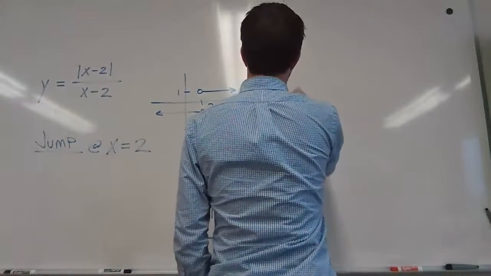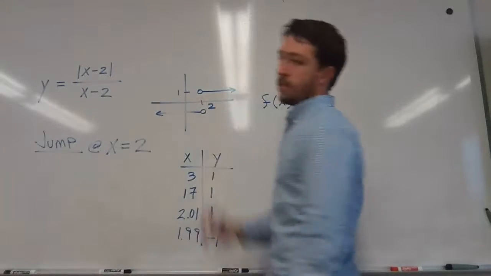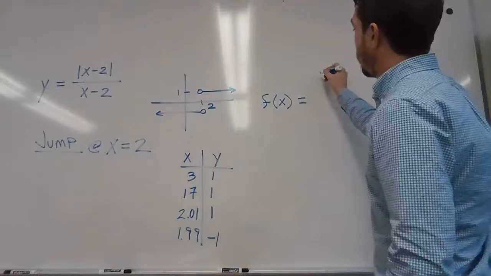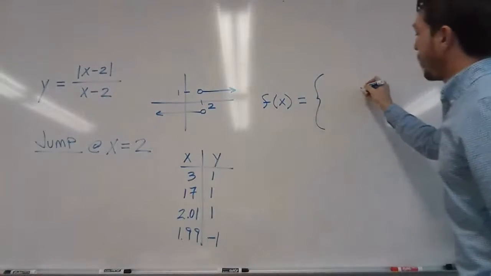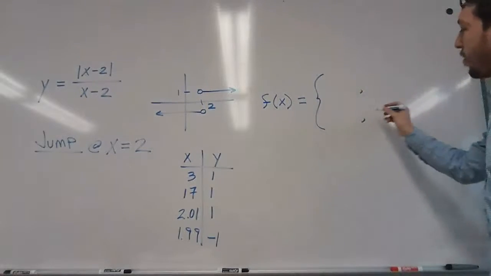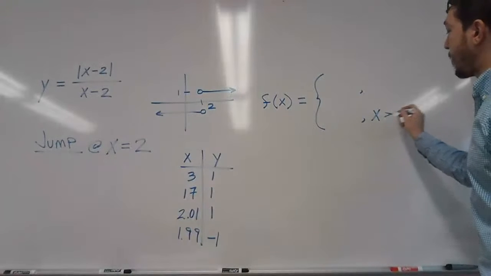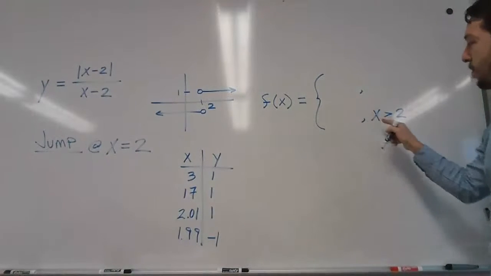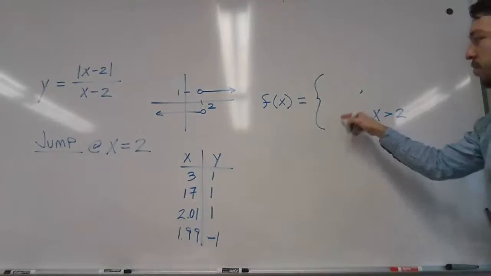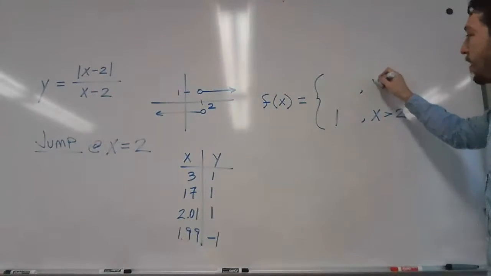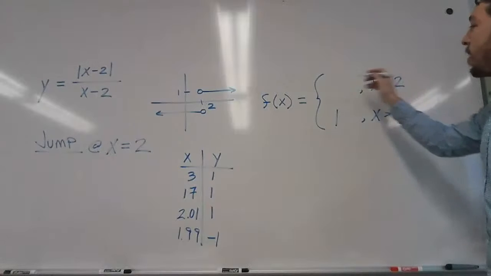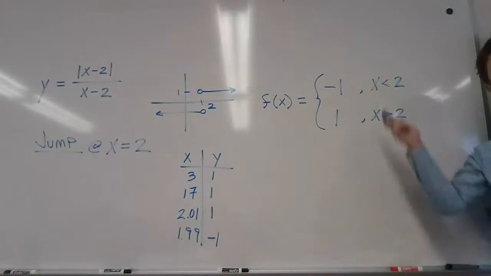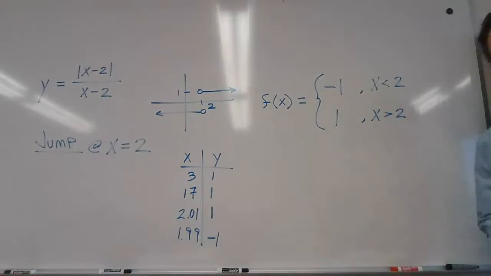Here's some food for thought. Let's say I wanted to rewrite this as a piecewise function. Is it difficult to do that? No. What's the rule? I'll even get started. What's the rule for if x is bigger than 2? y equals 1. If x is less than 2, y equals negative 1. That's kind of neat. Pretty simple function. Piecewise function.